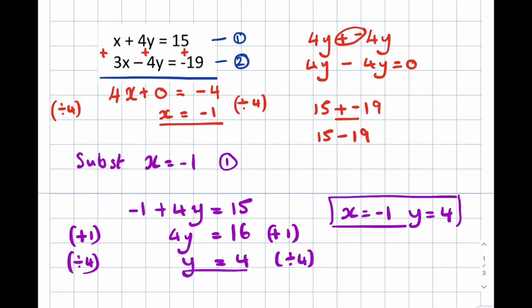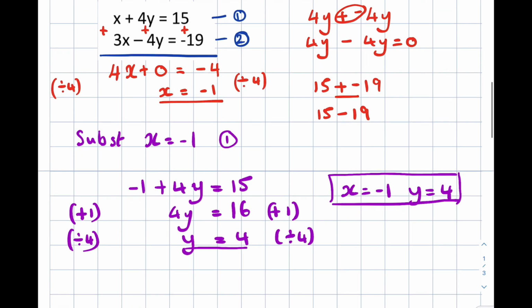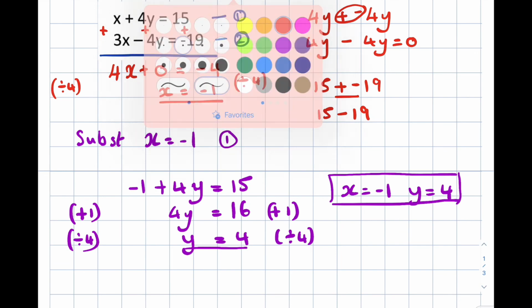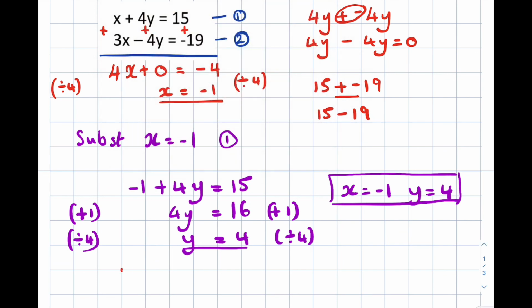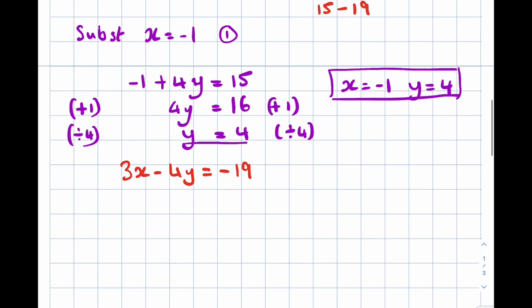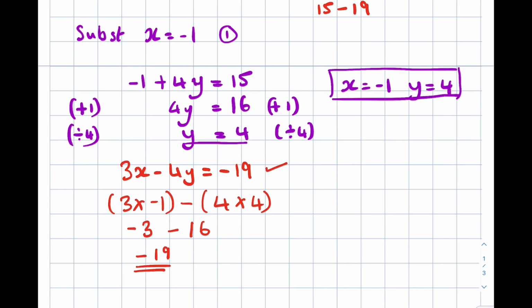Now, just to double check things, this solution has got to work for the second equation as well. So if we substitute that into the second equation, the second equation is 3x minus 4y equals negative 19. So let's substitute negative 1 in place of the x. So you've got 3 times a negative 1, take away from it 4 times 4, and does it give us negative 19? So 3 lots of negative 1 is negative 3, take away 4 times 4, which is 16, so negative 3, take away another 16, leaves us with a negative 19. So clearly it works, it does match that.